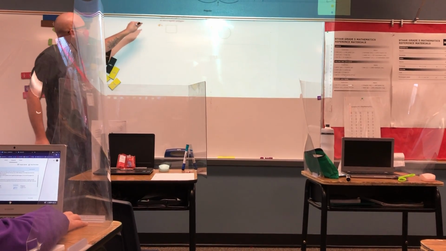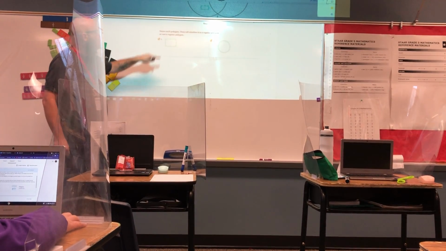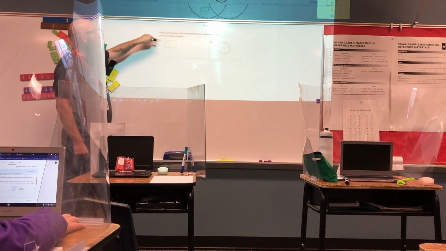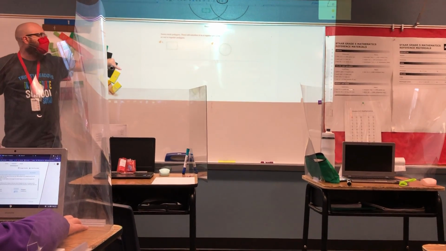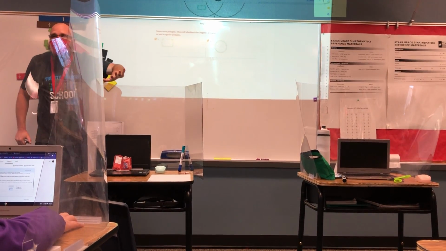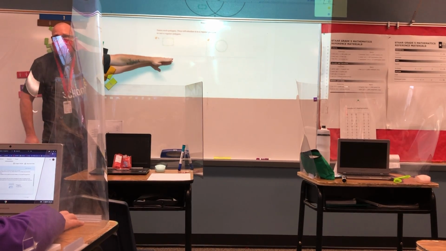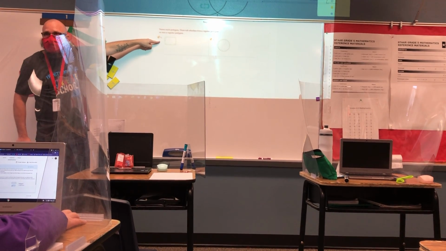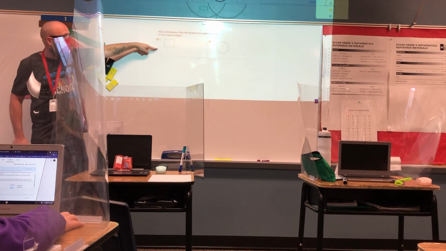All right. Now name each polygon. Tell whether it is a regular polygon or not a regular polygon. So the name, Gage, what is this called? No, what shape is this?